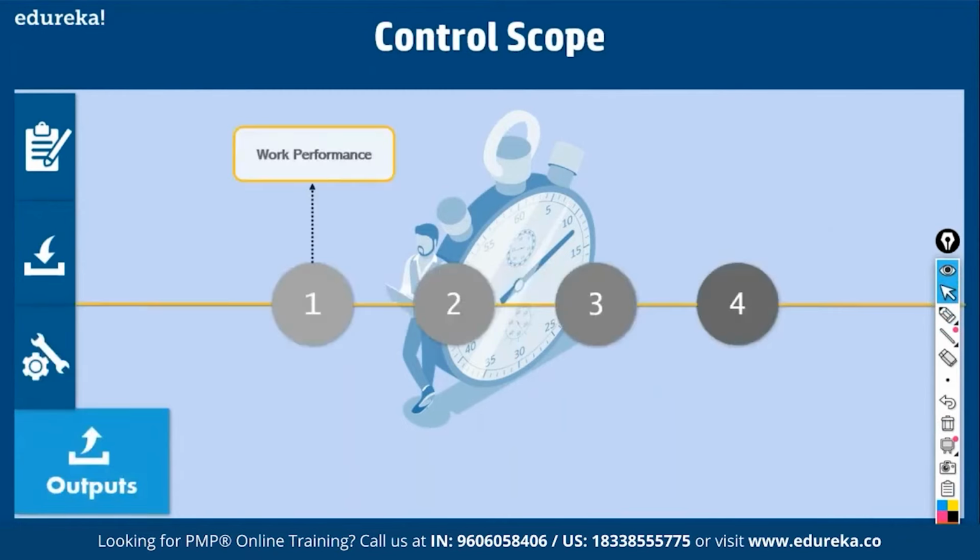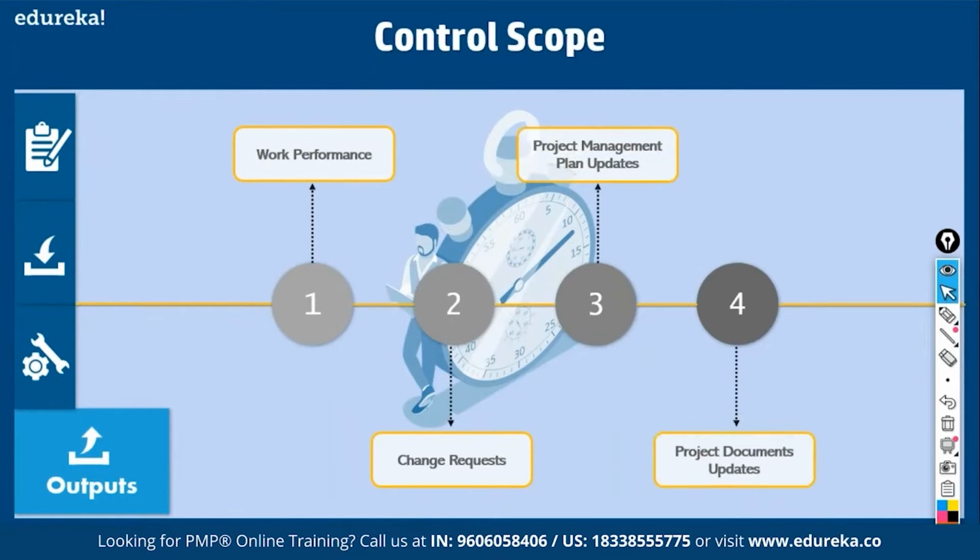Then what else do you get? You get work performance information and change requests. So here also you can generate change requests. So that is called a change request. Then updates to the plan and updates to documents. Okay, and this is about control scope.